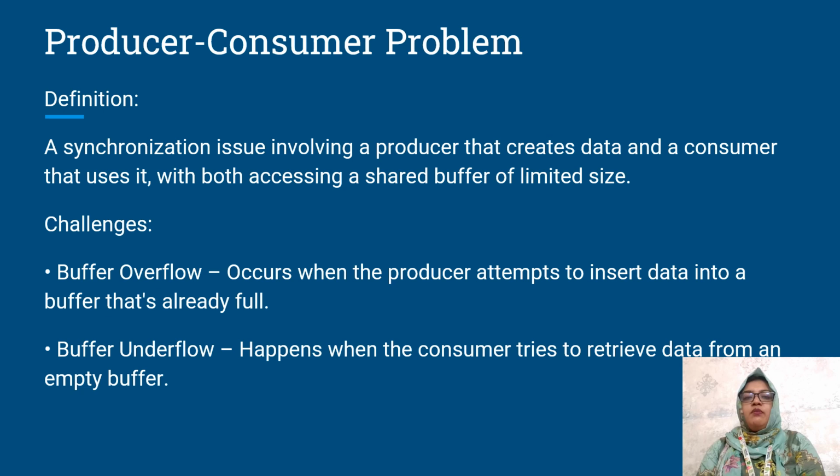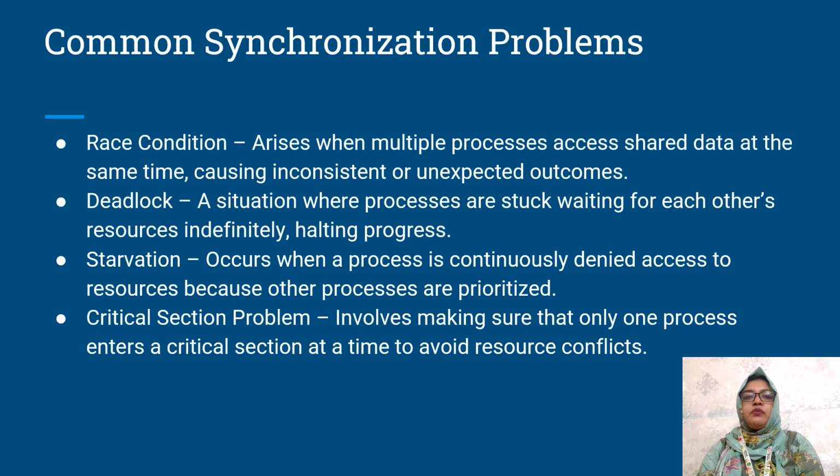Producer consumer problem. What is the producer consumer problem? A synchronization issue involving a producer that creates data and a consumer that uses it, with both accessing a shared buffer of limited size. Challenges: first, buffer overflow occurs when the producer attempts to insert data into a buffer that's already full. Second, buffer underflow happens when the consumer tries to retrieve data from an empty buffer.